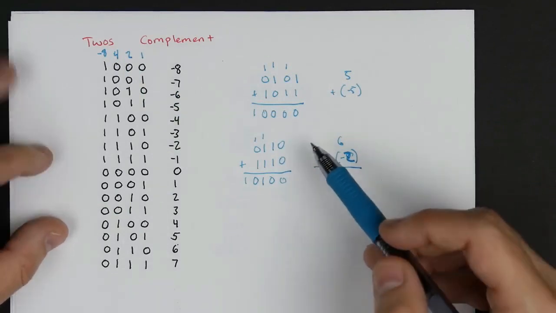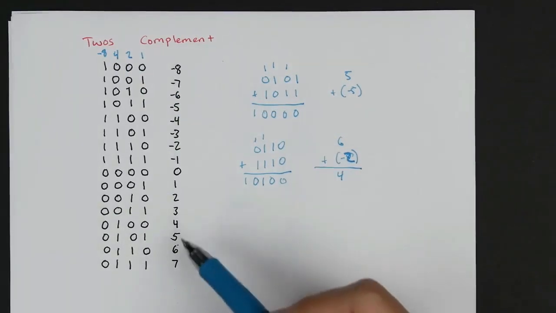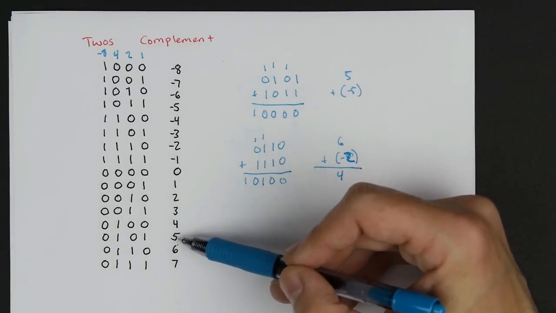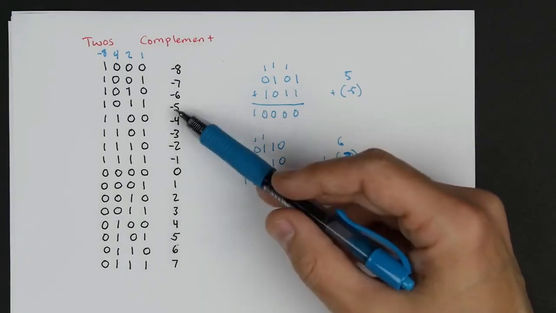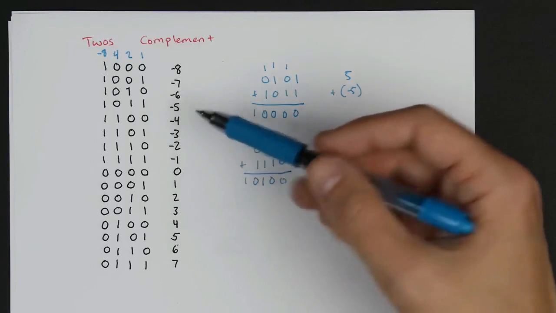So it's pretty cool. The one thing that's a little bit harder with 2's complement is negating a number. If we want to go from a 5 to a -5, it's kind of a two-step process.